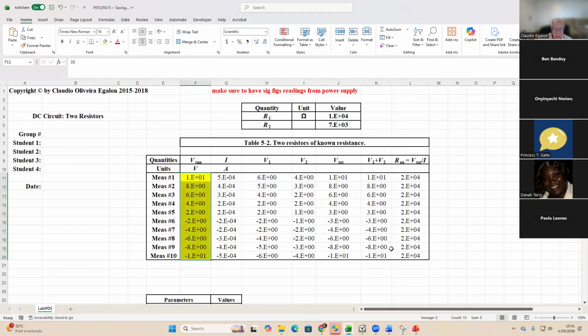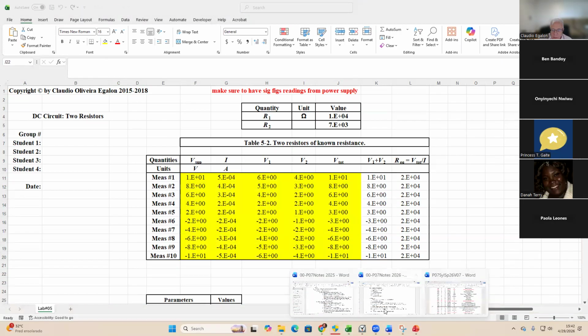This measurement, you have to look at the table for V sub. Those three are measurements taken with the voltmeter. And this is a measurement taken with the ammeter. Let me write that down for you, so we don't forget.